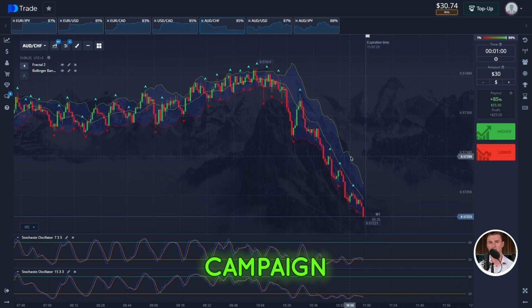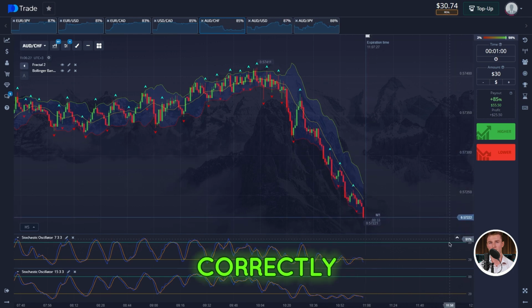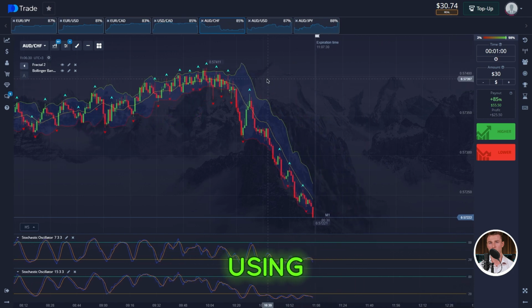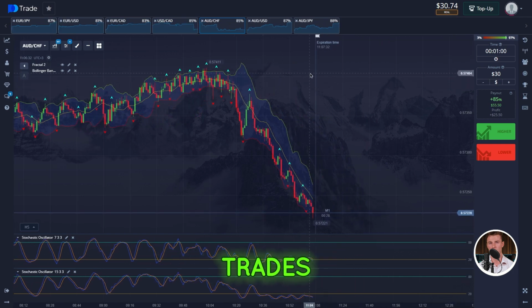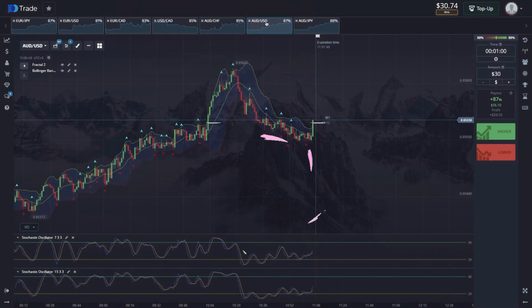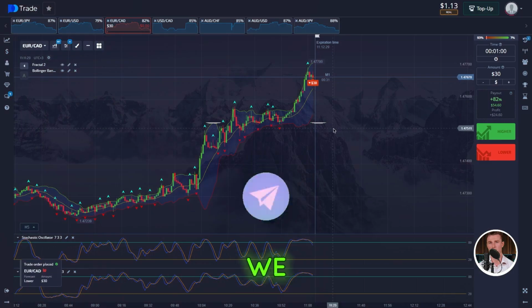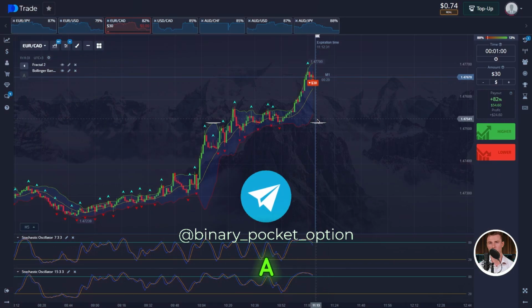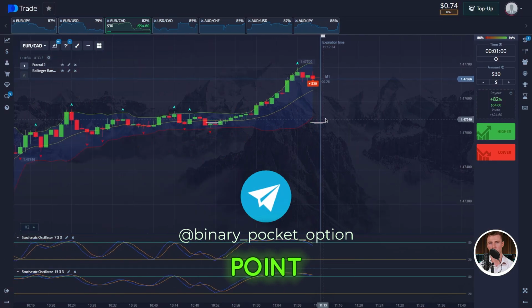And after my trading campaign, you will understand how to navigate correctly when trading using this strategy and how to open trades correctly. Actually, let's get started and select the first entry. Here we will open the deal on a downgrade, a good entry point.